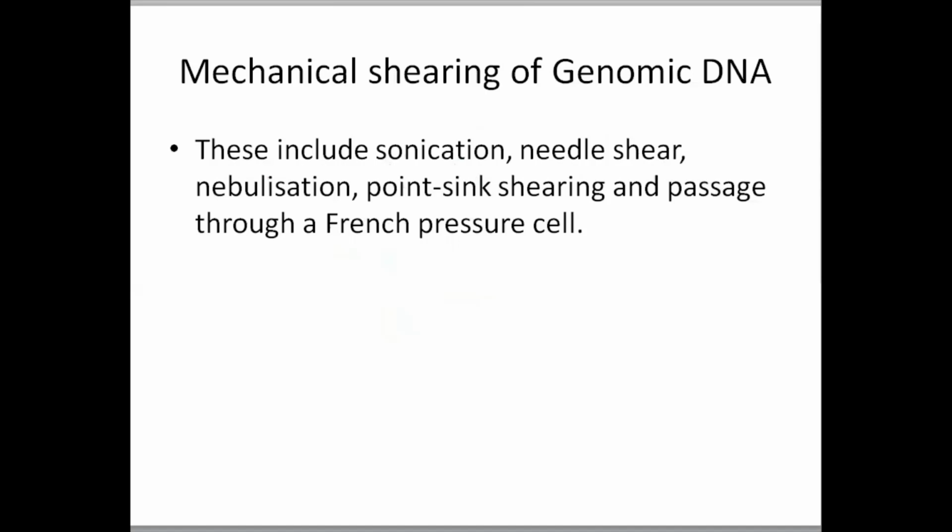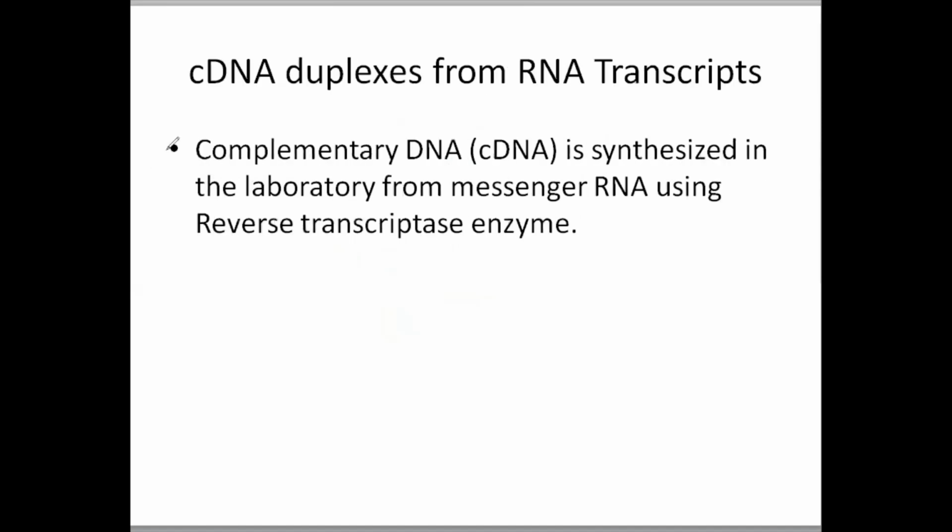The next one which we are going to do is cDNA duplex from RNA transcripts. We are creating a complementary DNA. What is complementary DNA? Complementary DNA is the DNA which is obtained from the messenger RNA using a reverse transcriptase enzyme. This has also been explained very nicely in the previous videos. Just check it out. Here I'm going to give you a brief description about it.